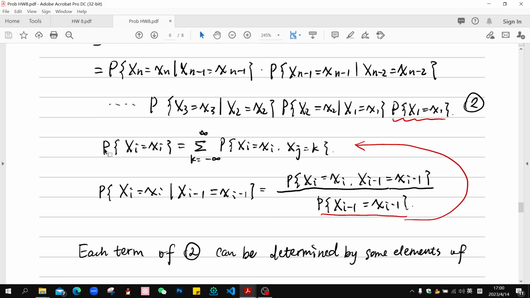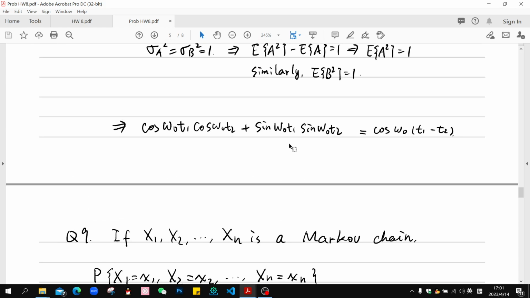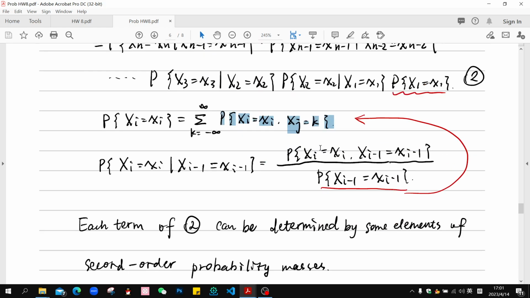We notice that the probability of Xi = xi is the sum over k from minus infinity to positive infinity of the probability of Xi = xi and Xj = k. This is part of the second order probability masses. We take the sum.